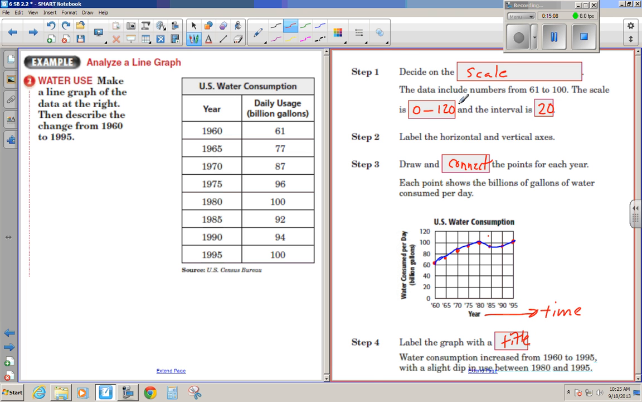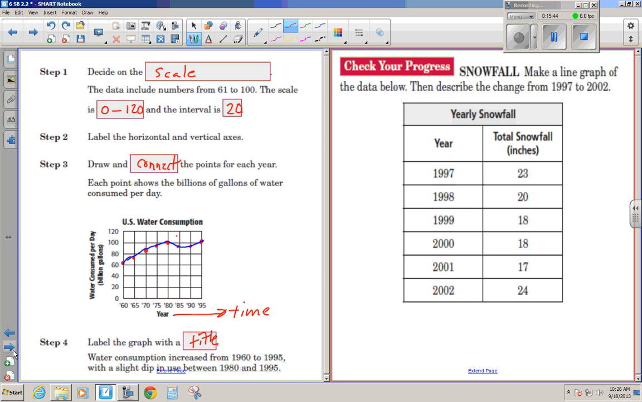So the question is, describe the change in water consumption. So you describe the change. You can do it just by saying what you see. It increased from 1960 to 1980, had a small drop, and then started to go back up again. So that's how you can describe it. All right, it looks like we're getting close to being done.